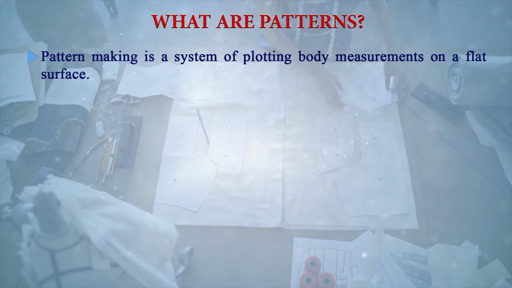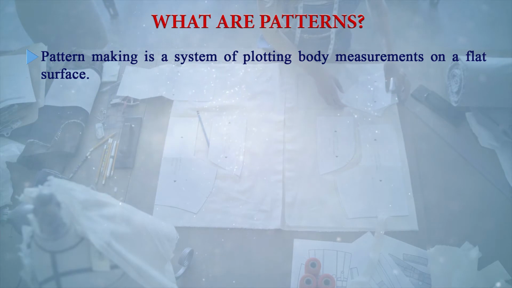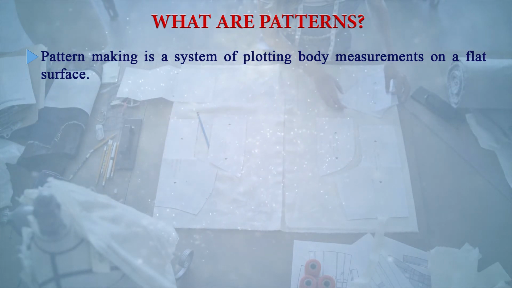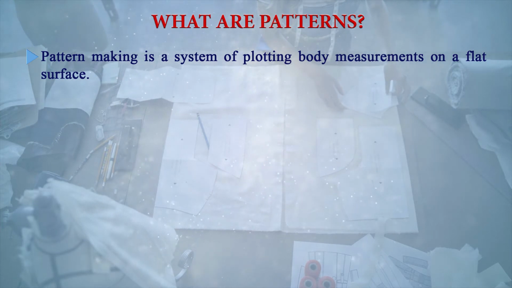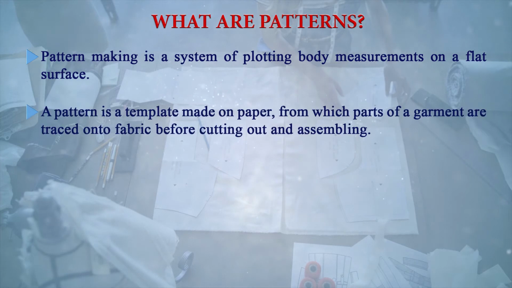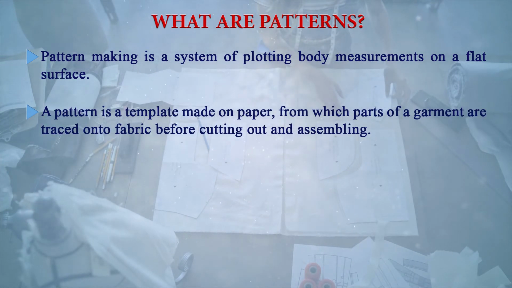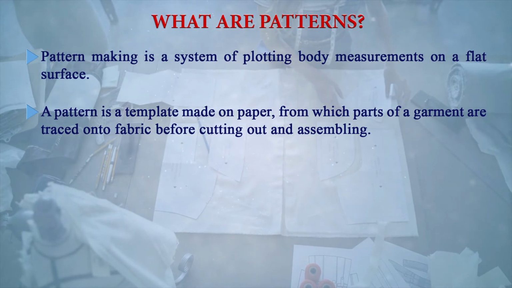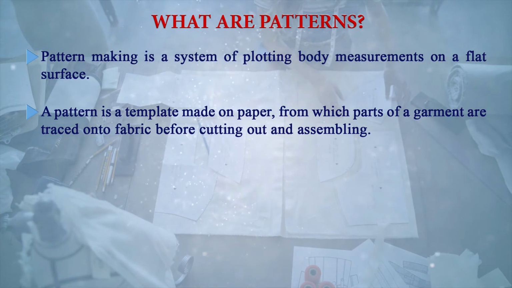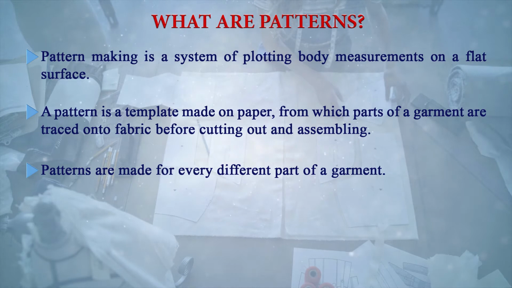It is very clear from the sentence that for construction of a garment, the first step is to take a body measurement of the person for whom we are constructing the garment. Then we transfer that body measurement onto a flat surface. A pattern is a template made of paper, from which each part of the garment is traced on the fabric before cutting and assembling. Patterns are made for every different part of the garment.